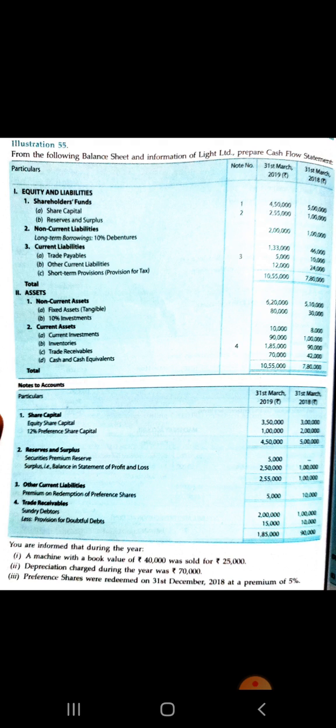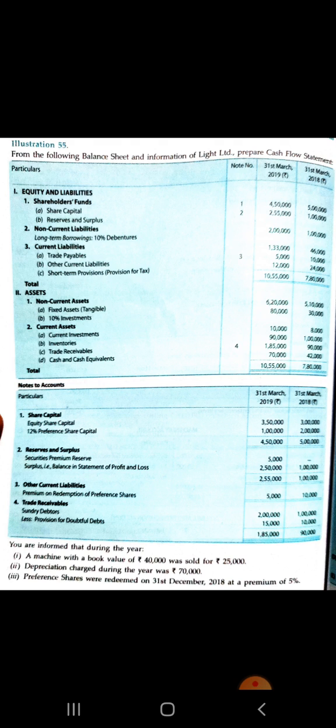Loss on sale of machine rupees 15,000. Book value of the asset sold is rupees 40,000, sales price 25,000, so loss on sale is rupees 15,000. Depreciation charged during the year rupees 70,000.